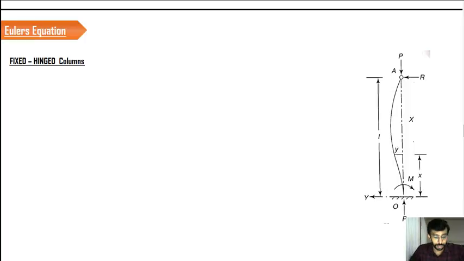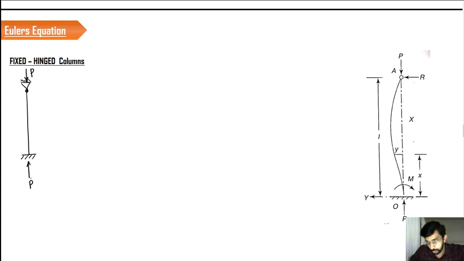So we have reached the last derivation under Euler's equation, where we will deal with the fixed hinged columns. If I draw the schematic diagram of a fixed hinged column, it is going to be something like this. We have a hinged condition here, a column here, and a fixed condition here, taking up an axial load P.